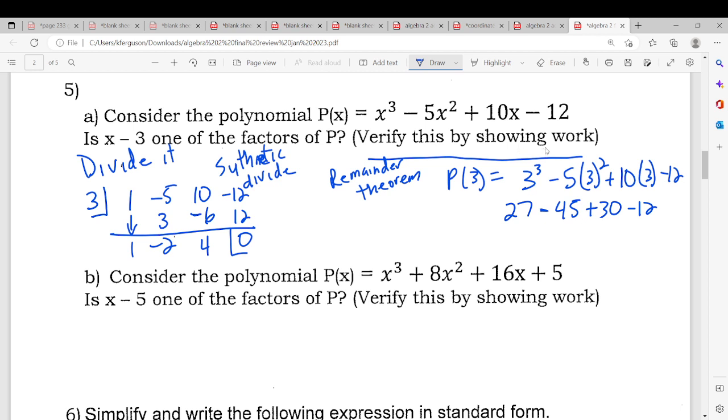So I got a bunch of ways I could do this. I can put the negative numbers together, put the positive numbers together, see what I get. I can start subtracting whatever. What's 27 plus 30? That's 57. What is 45 and 12? That's negative 57. I know what you meant. So 57 minus 57 is 0. So either one of these methods verifies that yes, it's a factor.